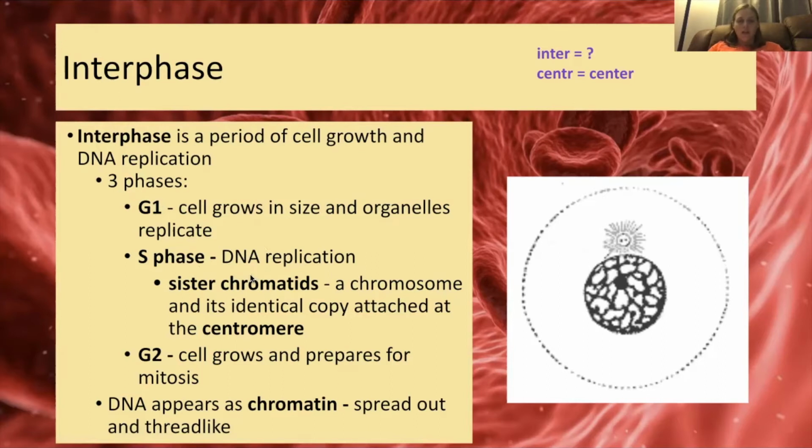So we call this chromosome and its exact copy sister chromatids, and they're going to be attached at a point called the centromere. We often represent sister chromatids as X's in diagrams. So you'd have the chromosome and its exact copy, and where they're attached is the centromere.